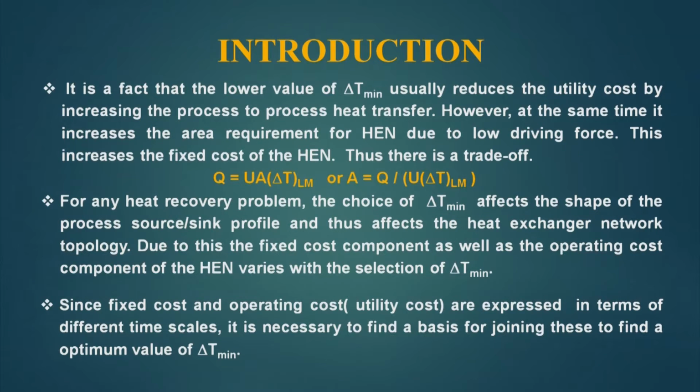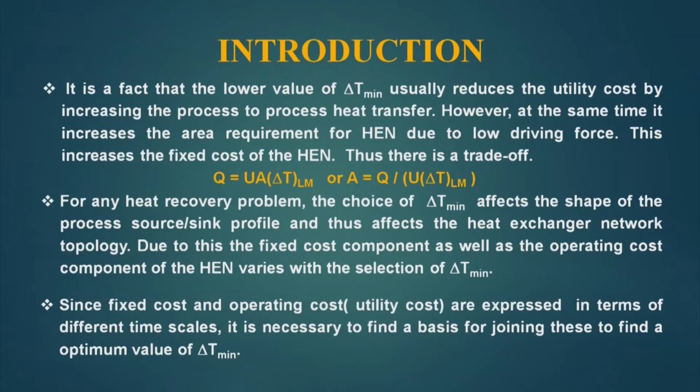It is a fact that a lower value of delta T minimum usually reduces the utility cost by increasing process to process heat transfer. This is a well known fact, and we have seen this in energy targeting. However, at the same time it increases the area requirement for the HEN due to the low driving force. This increases the fixed cost of the heat exchanger network. Obviously, there is a trade off.